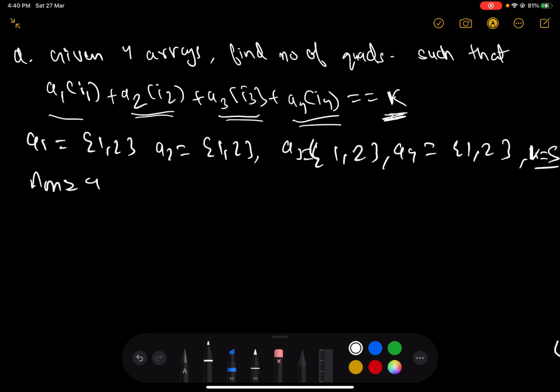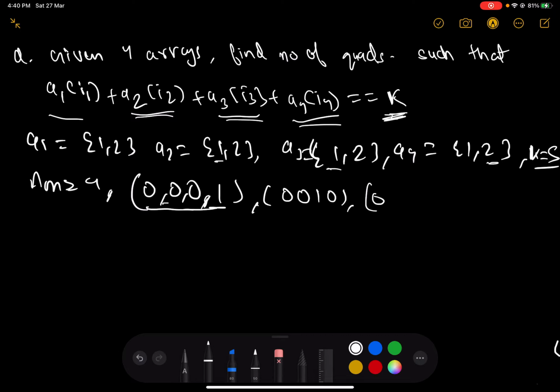The answer is equal to 4 in this case, because the quadruples can be 0 0 0 1. These are the indices. So why 0 0 0 1? Because A1[0] is equal to 1, that is 1 plus 1 plus 1 plus 2, that is equal to 5, right? The second quadruple will be 0 0 1 0. The third quadruple will be 0 1 0 0, and the fourth quadruple will be 1 0 0 0, right? That's why we have four quadruples in total.